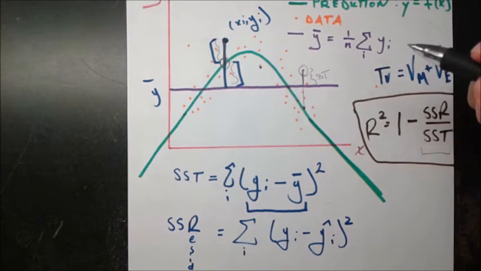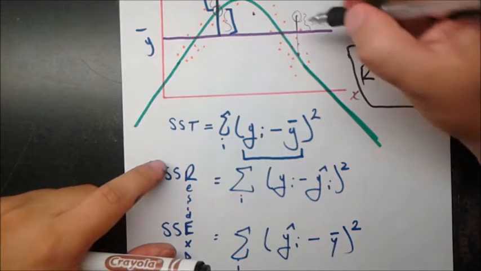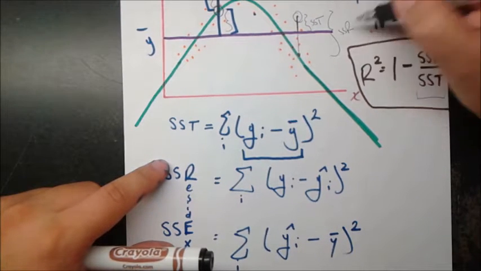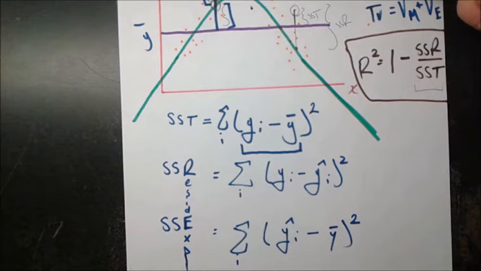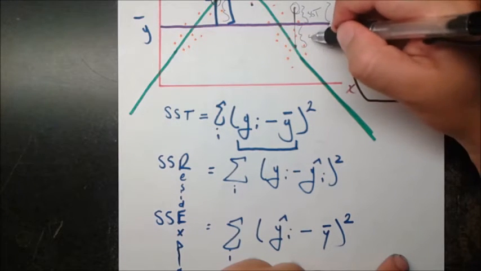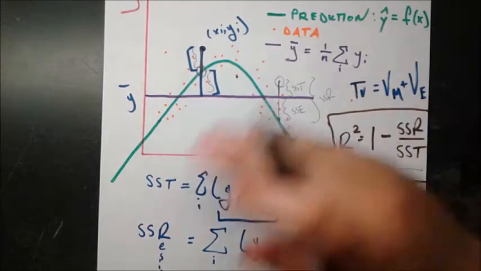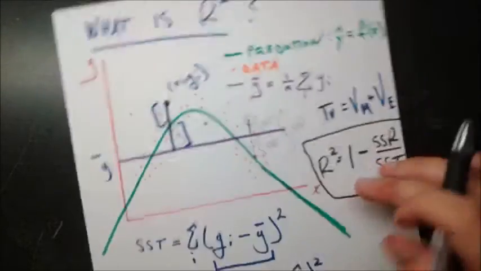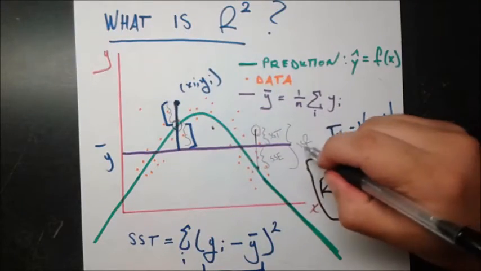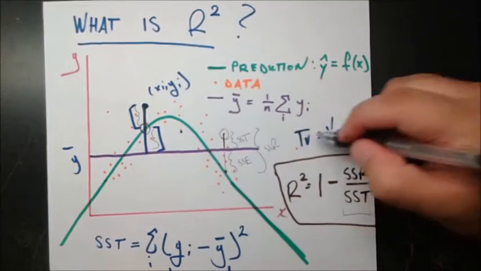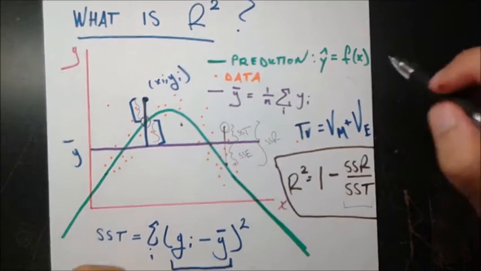We have that the residual would be this whole distance right here. And then the explained variation would just be this bit right there. Okay, so we do that for every orange point, and that's how we do the sums. So really this should not be SS, SS, SS. It's just SS when we take the entire sum. So this is just TV, V sub M, V sub E, okay?